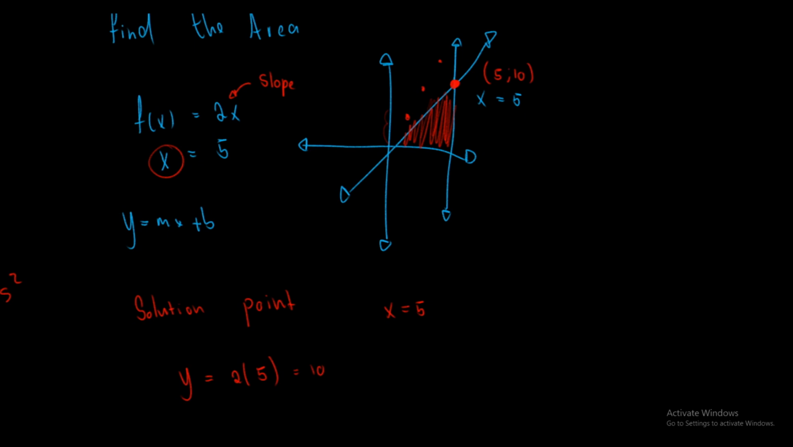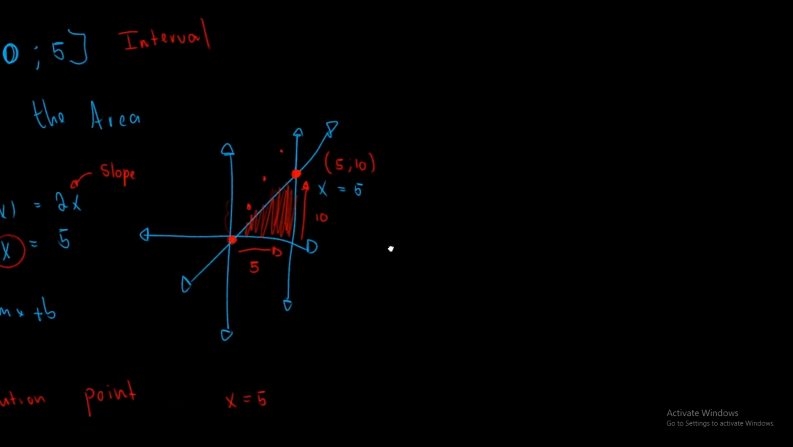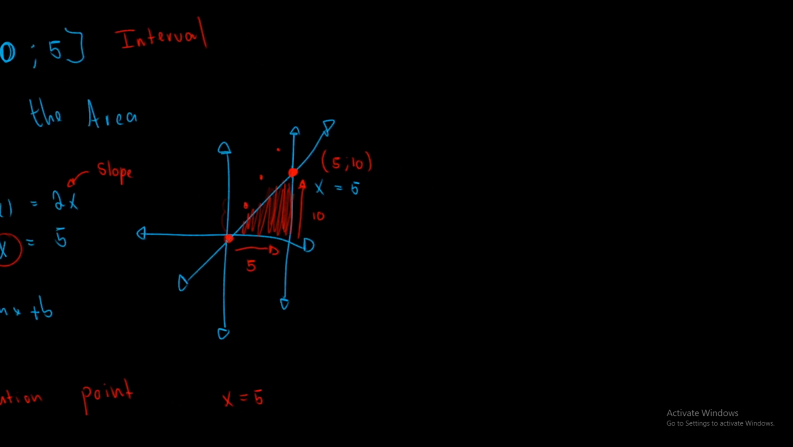And look at that. From the origin to my interval, which is given as 5, let's add the word interval, we have a distance of 5 units. What about from my x-axis to my solution point? Well, now I have a distance of 10 units. So what can I do now? Well, do you see what shape is given to us? All of a sudden, we have to find the area of a triangle. It's correct. Very good. So half of the base, which is 5, times the height, which is 10, gives me 25 units squared.